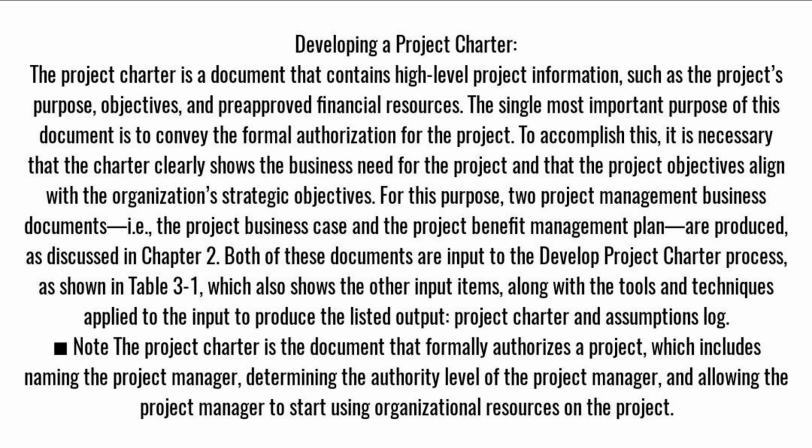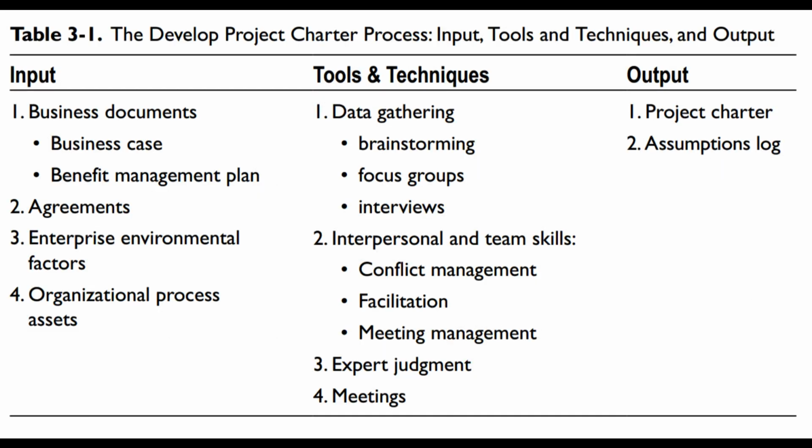For this purpose, two project management business documents, i.e., the project business case and the project benefit management plan, are produced, as discussed in Chapter 2. Both of these documents are input to the Develop Project Charter process, as shown in Table 3.1, which also shows the other input items, along with the tools and techniques applied to the input to produce the listed output, project charter and assumptions log. Note the project charter is the document that formally authorizes a project, which includes naming the project manager, determining the authority level of the project manager, and allowing the project manager to start using organizational resources on the project. Table 3.1 presents the Develop Project Charter process in terms of input, tools and techniques, and output.